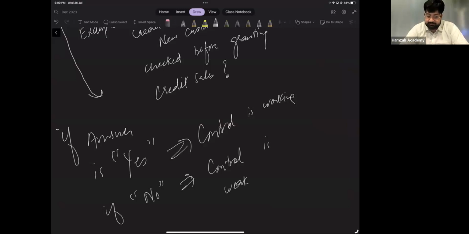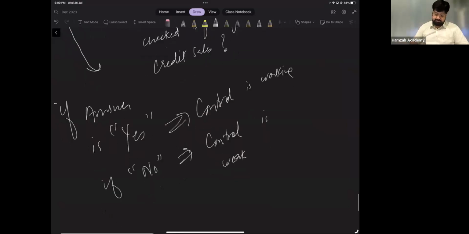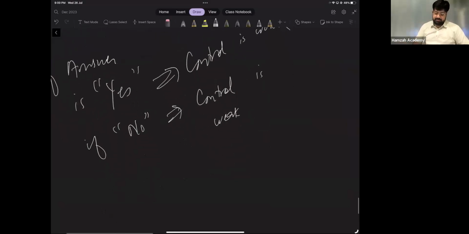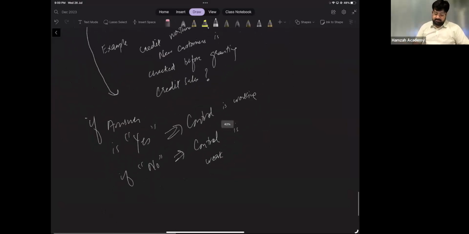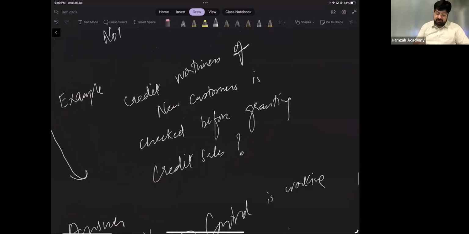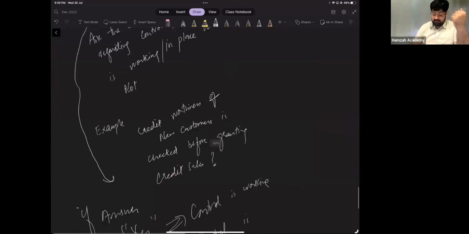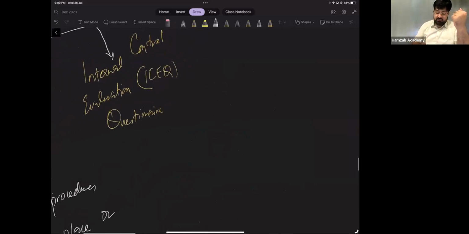Next. The next point is, you see here, creditworthiness of new customer is checked. Yes, very good. No, very bad. Control is weak.